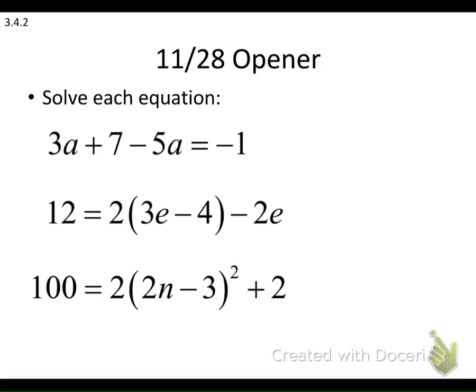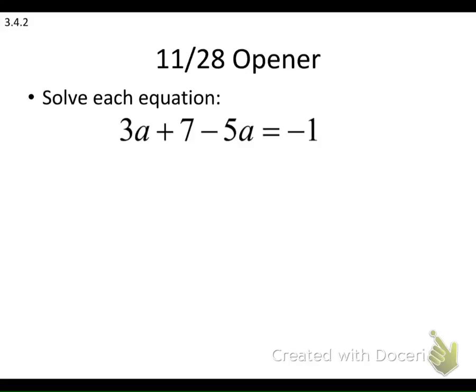As I was saying, the first two equations on today's opener are based off of our notes from yesterday. The last equation here is going to be an equation solving for square roots. So let's take a look at our first equation.